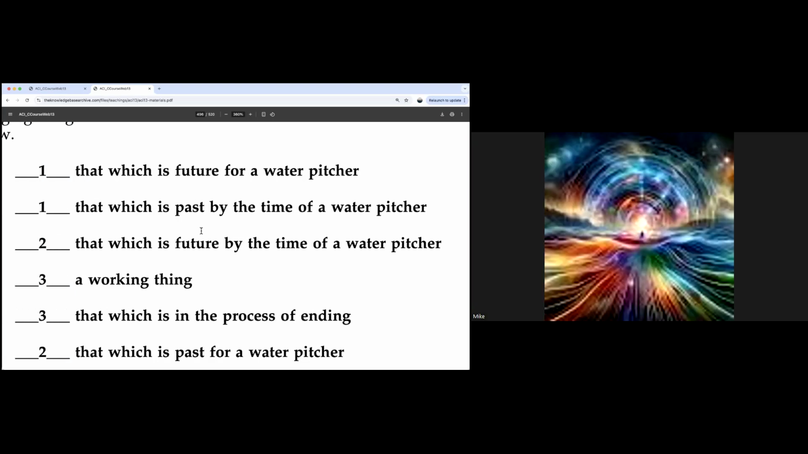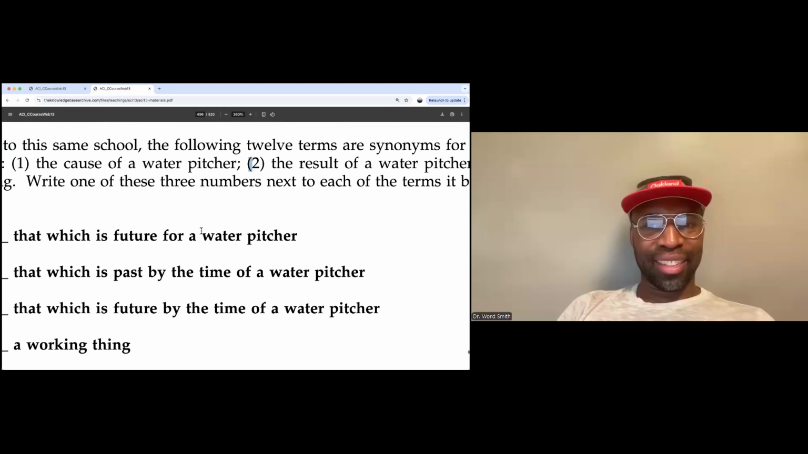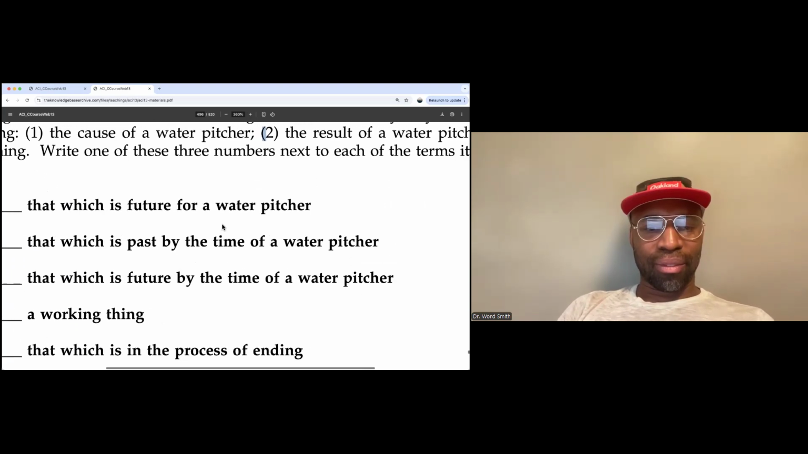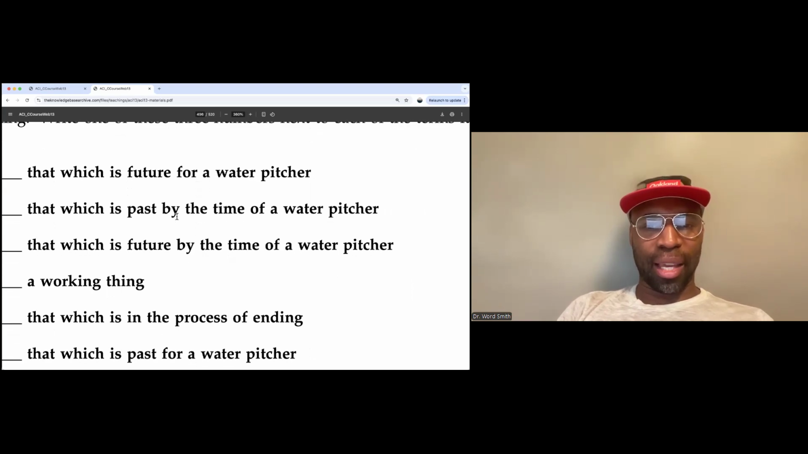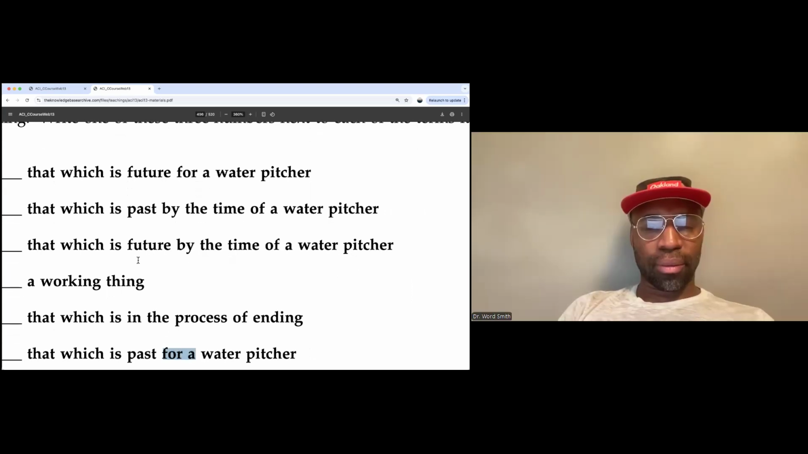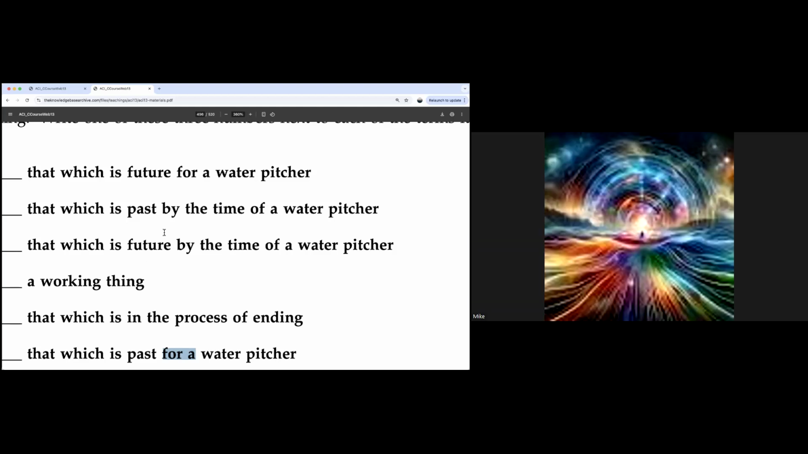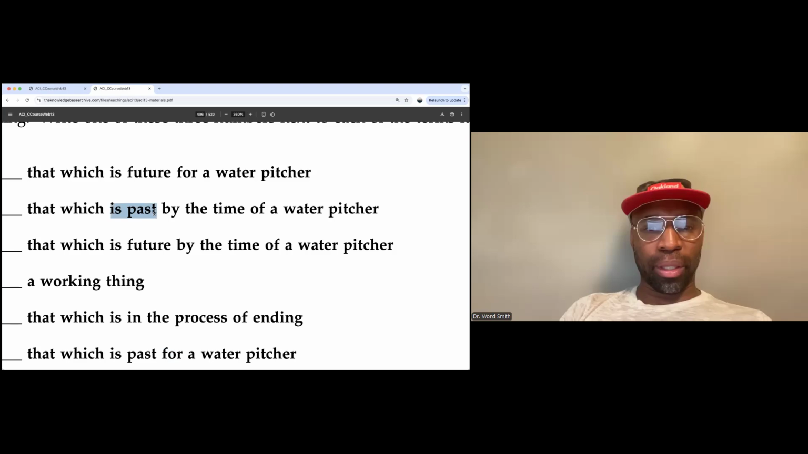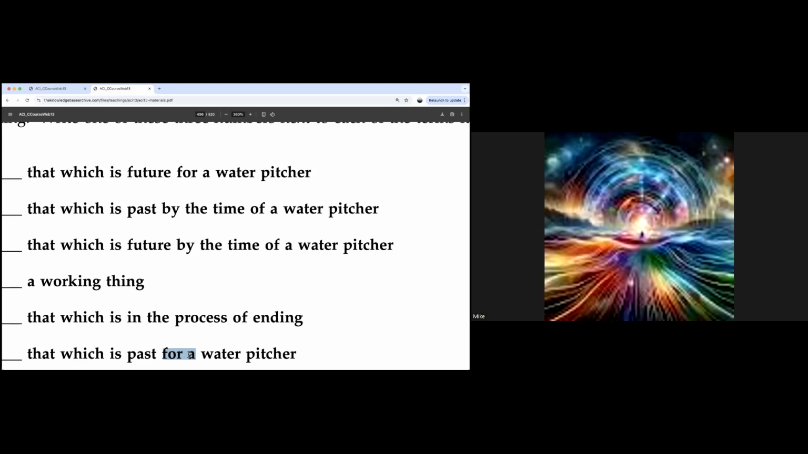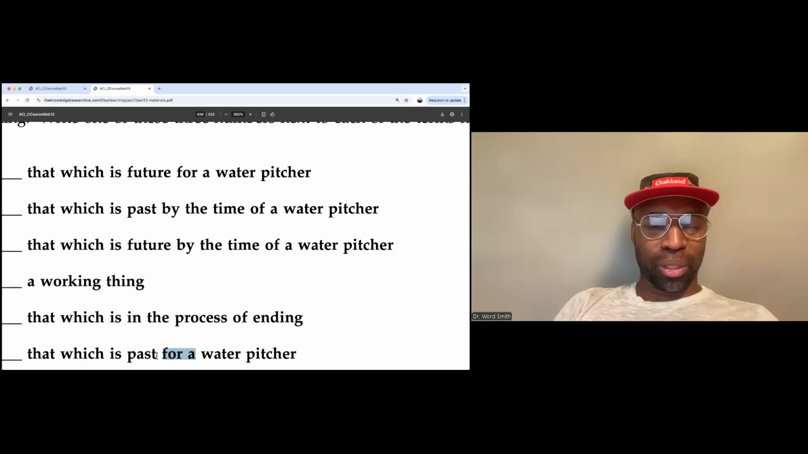No, see? What? I knew it was a trick. The result of a water pitcher, because it says for, not by the time of. That which is past, for a water pitcher. Yeah, they both say is past, but for a water pitcher means the result of a water pitcher existing is the past instances of it. I guess. I knew it was a trick though.